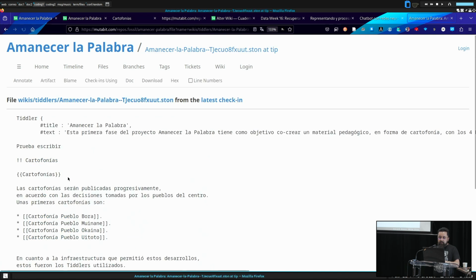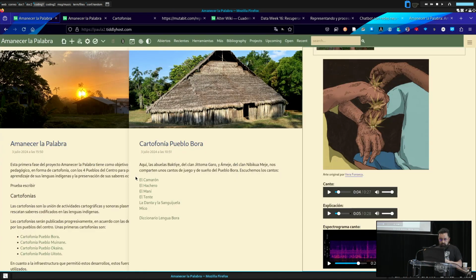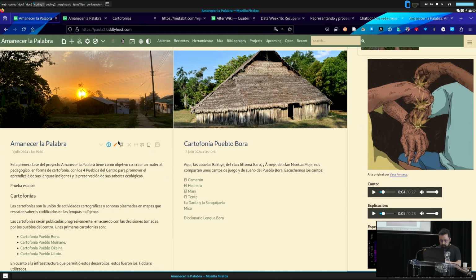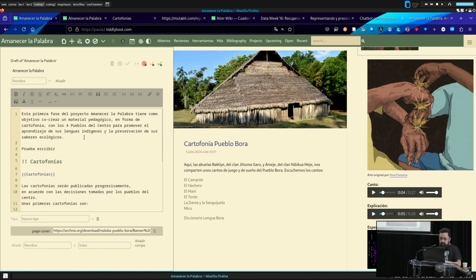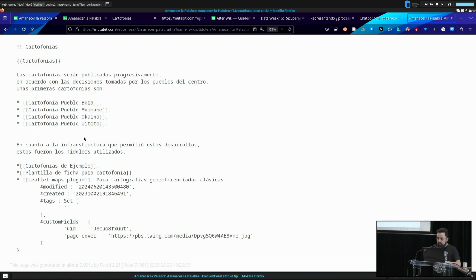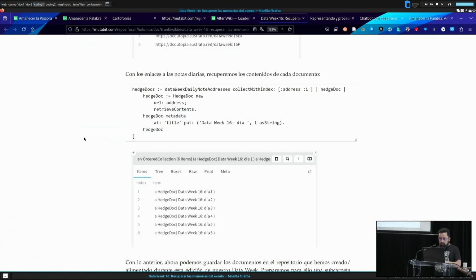So this, for example, I will show you with another one. For example, this one is the STON representation of this. But the issue is that when you export this into JSON, you have this diff-unfriendly format. So we created an alternative representation that is a native representation of the tiddlers that you can manipulate inside Pharo.